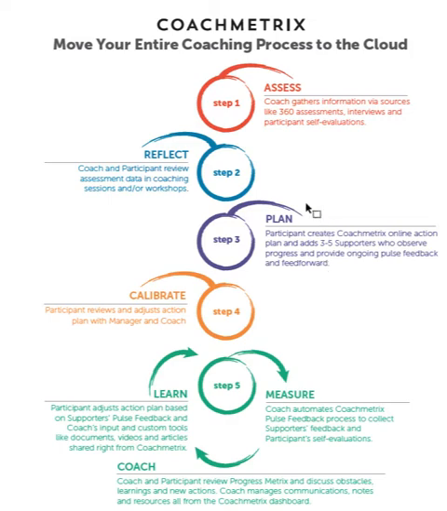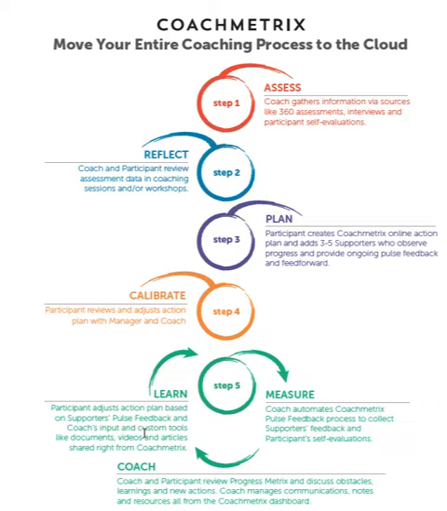And then this is where Coachmetrix starts to come into play. The action plan gets built online. We calibrate that action plan between the participant, the coach, and the manager. Coachmetrix has a feature where you can export or share your action plan with anyone you choose to. And then we begin the ongoing pulse feedback process, where we send pulse feedback surveys out to supporters. Supporters are stakeholders who are impacted by the leadership behaviors, and they're providing ongoing feedback and feed forward.